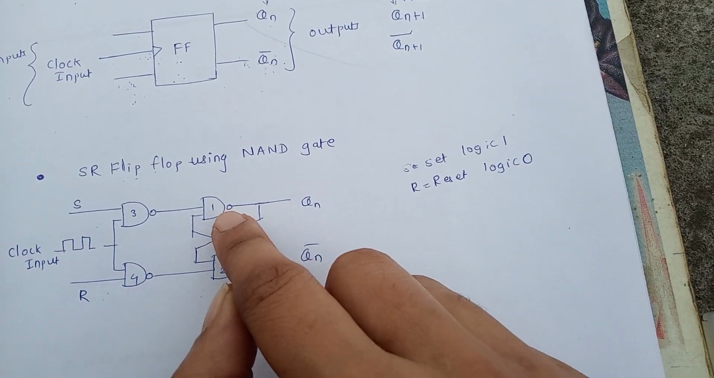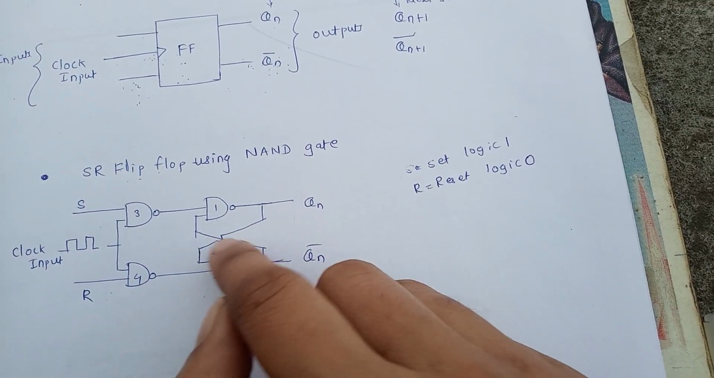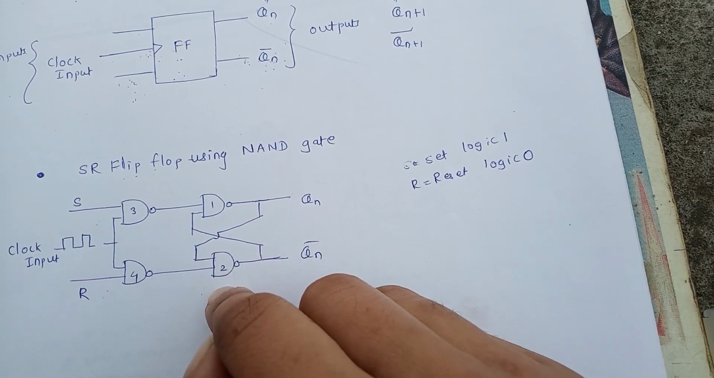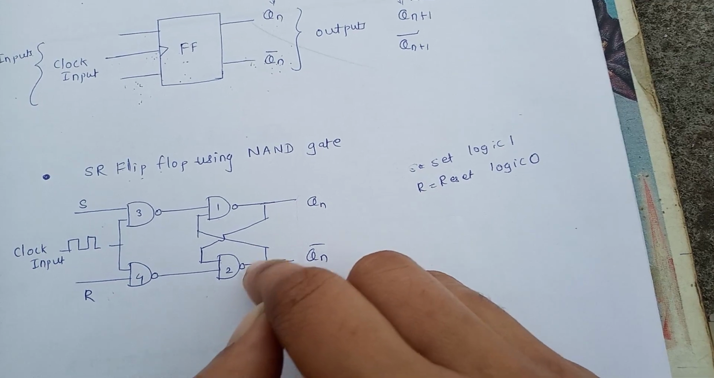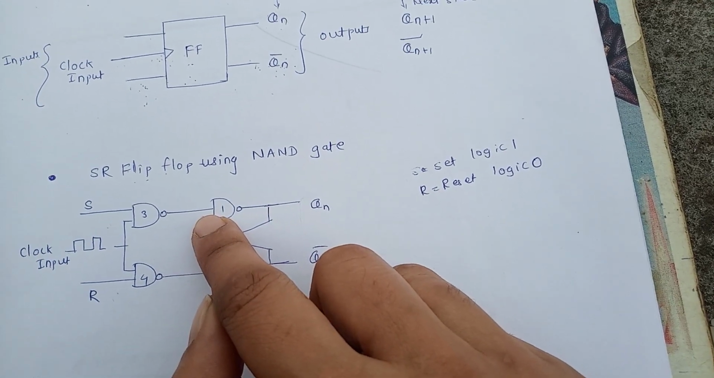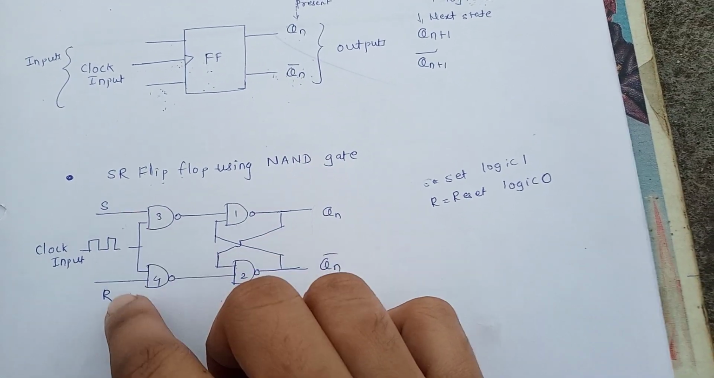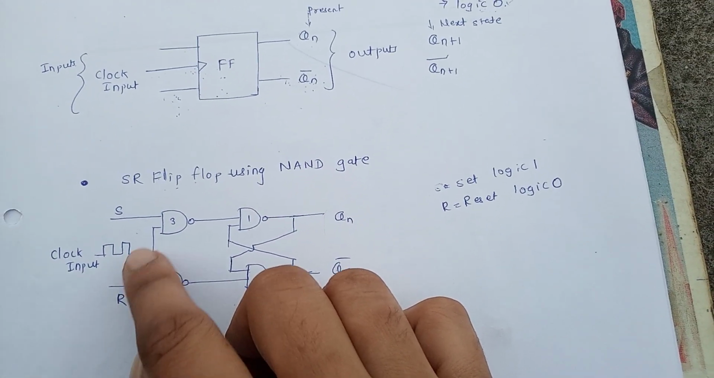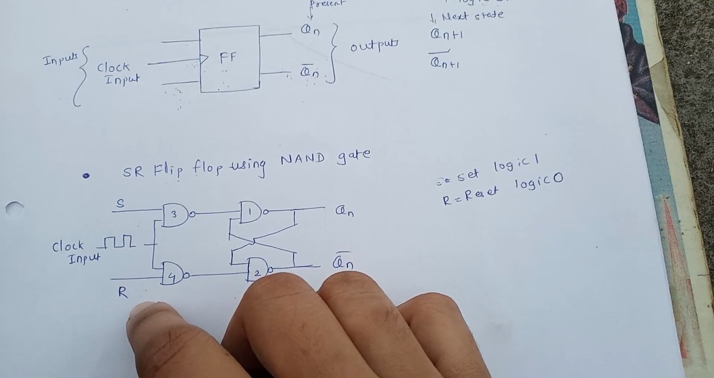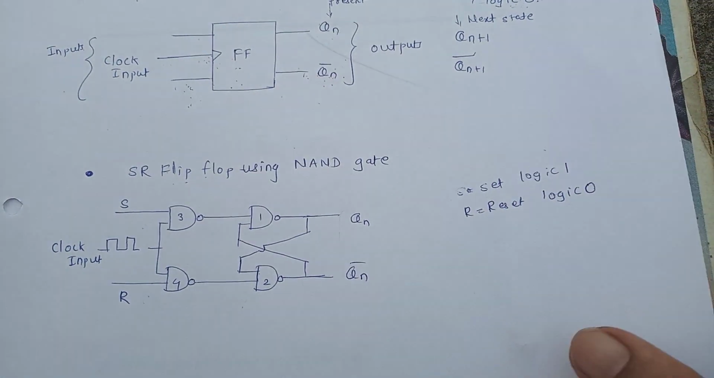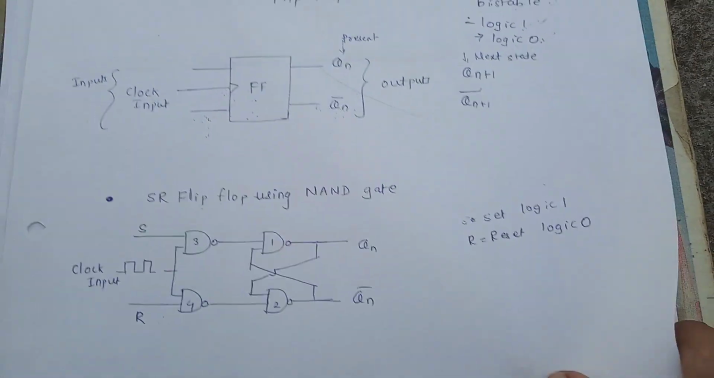Now first and second NAND gate are cross coupled, means output of first NAND gate is given as input of second NAND gate. Output of second NAND gate is given to the input of first NAND gate. Now there are two inputs S and R. Now there will be four combinations for inputs. We will see these outputs of flip-flop for every combination.